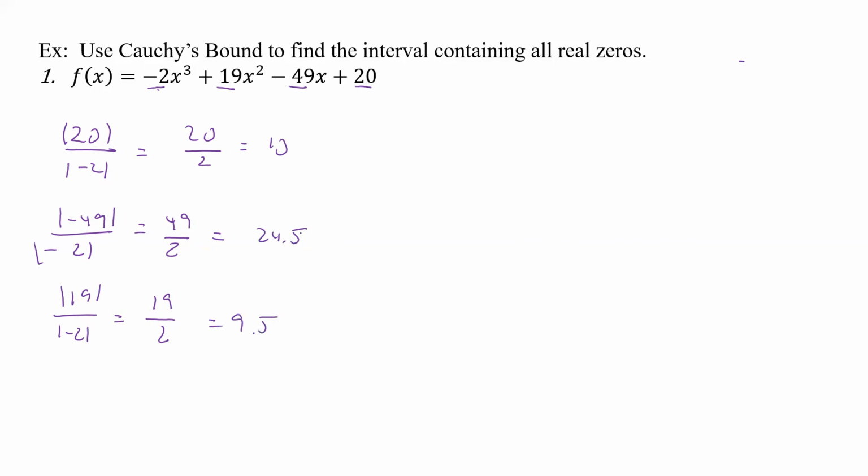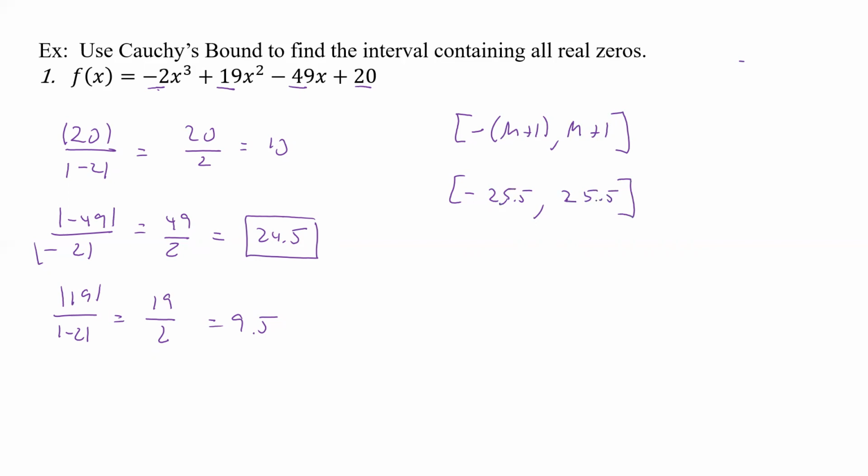And so which one's the largest? So remember, this is an interval from negative m minus 1 to m plus 1. And so if m is 24.5, it's going to be negative 25.5 to 25.5. So from the negative of it to the positive of it. And so that, based on Cauchy's bound, is going to be our limit. So it's going to go from negative 25.5 to positive 25.5. Okay. All right, so let's pause there and we'll come back for some more.